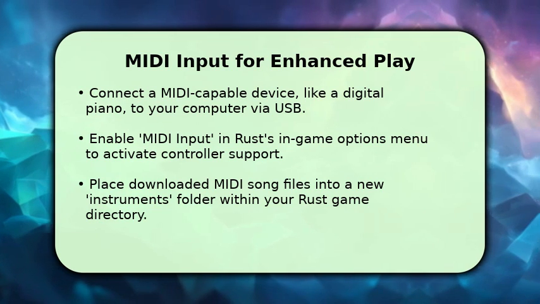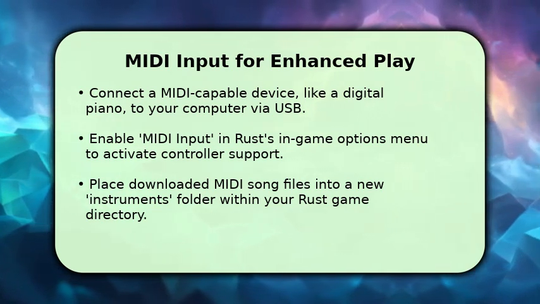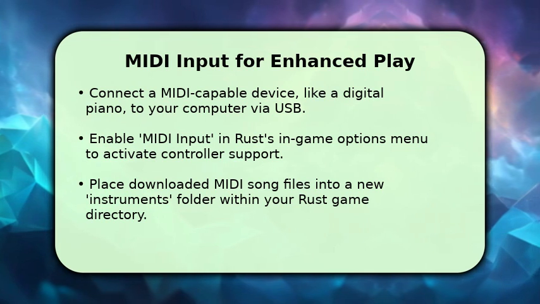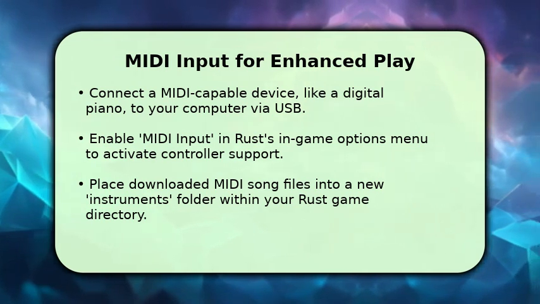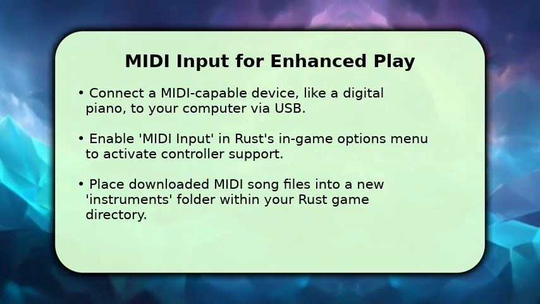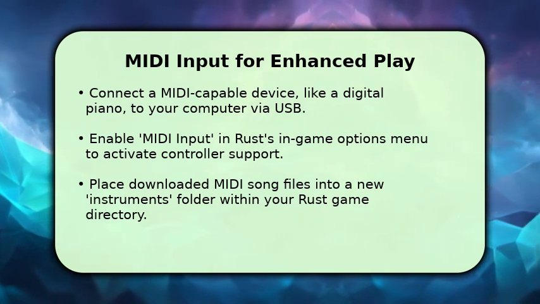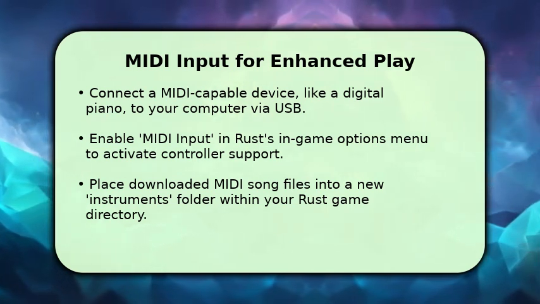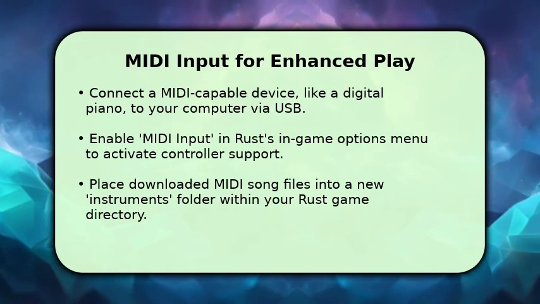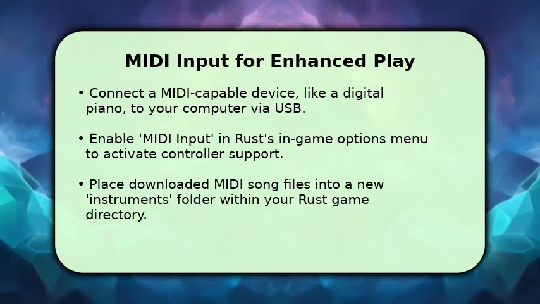If you wish to play pre-recorded songs, download MIDI files and place them into a newly created instruments folder located in your Rust game directory. Then, use the console command instruments.Play a recording followed by the file name to play your chosen MIDI song automatically.